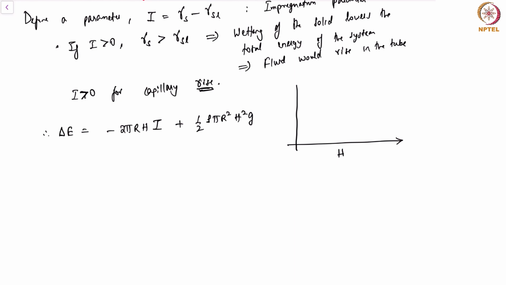So we are plotting delta E versus h. So for very, very small heights, there is a tendency for the fluid to rise up because the fluid tends to lower its energy. This is negative. And then if the fluid rises any further, there is a price that you have to pay, because the second term, the h square term, becomes positive.